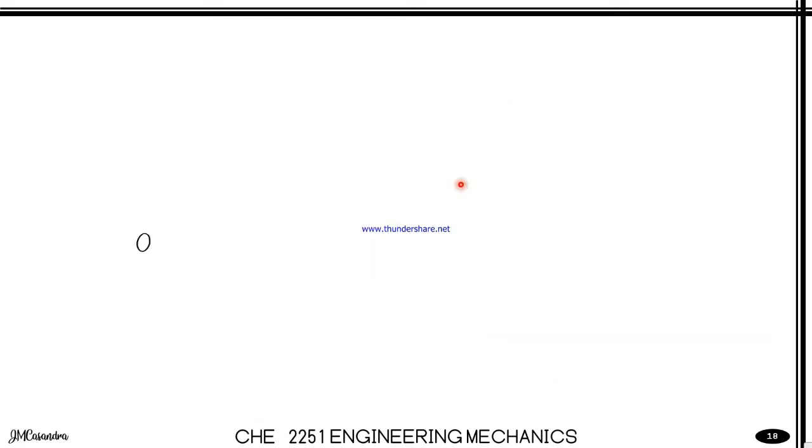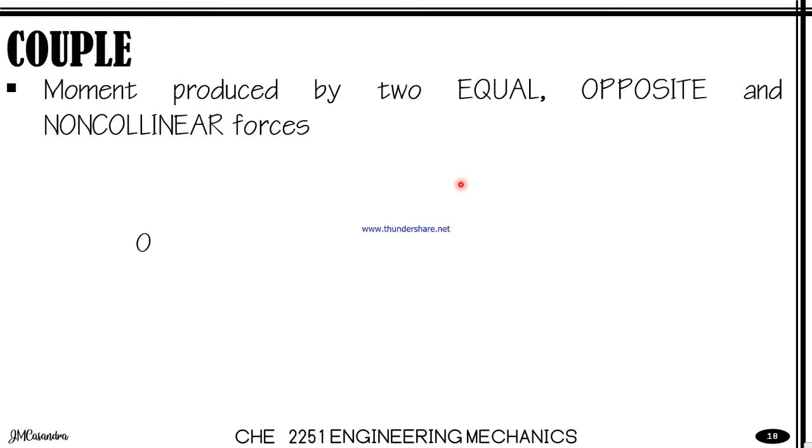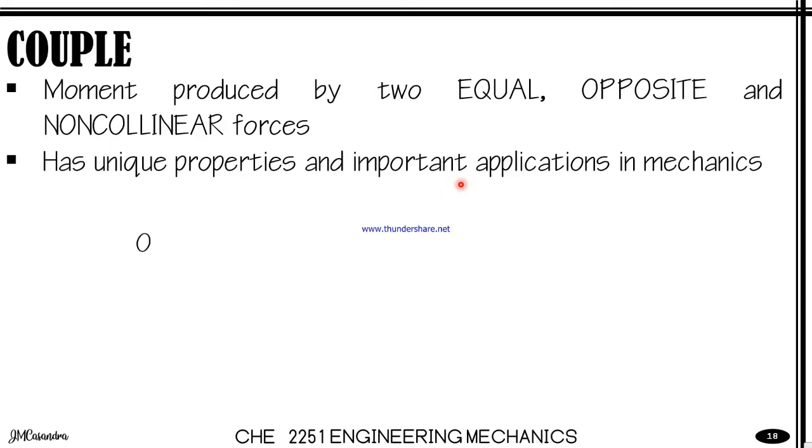Next we have a couple, which is the moment produced by two equal, opposite, and non-collinear forces. They have unique properties and important applications in mechanics.